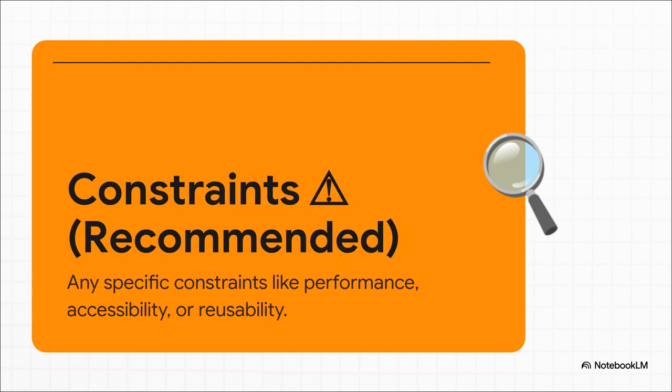And finally, we have constraints. This is where you really level up your prompting. This is how you go from just getting code to getting good code. Are there specific performance needs? Does it have to follow accessibility rules? Is reusability a major goal? Mentioning these things helps the AI make much, much smarter architectural choices for you.